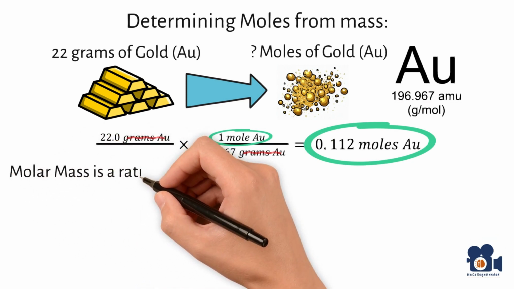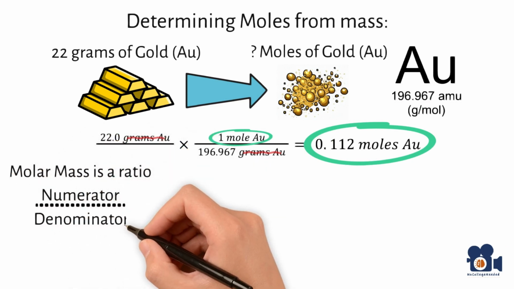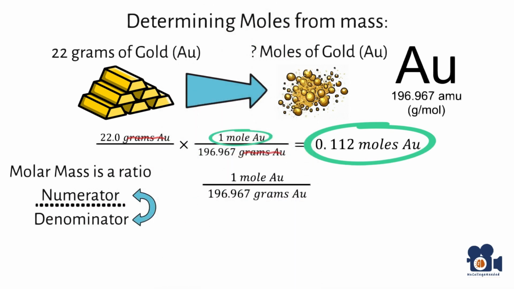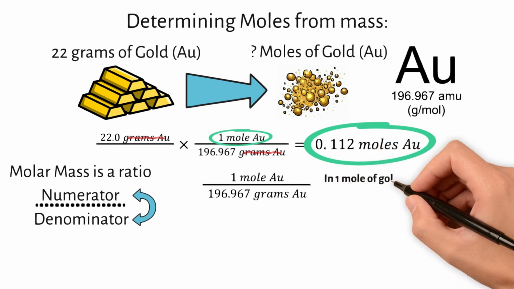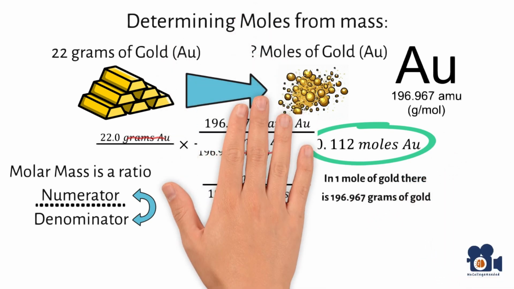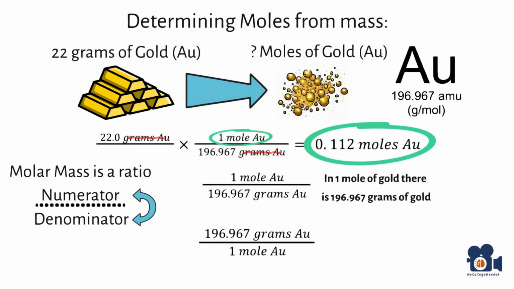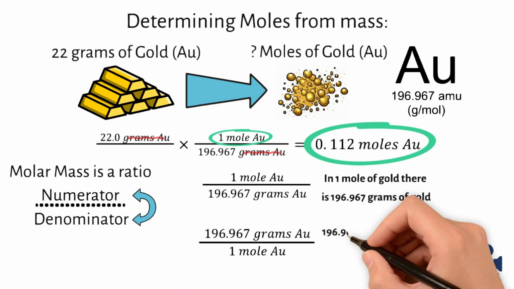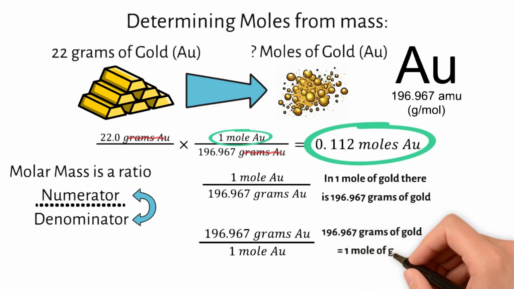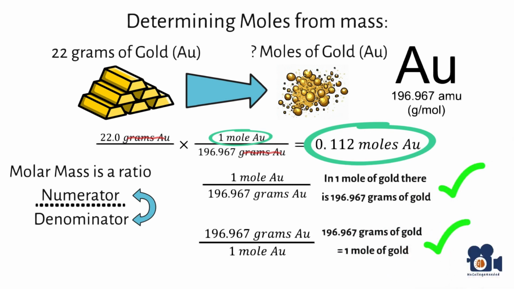Remember, the molar mass is just a ratio, meaning that you can flip the numerator and denominator as needed. 1 mole of gold per 196.967 grams of Au reads, in 1 mole of gold, there is 196.967 grams of gold. And the equation 196.967 grams of Au per 1 mole Au reads, there is 196.967 grams of gold in 1 mole of gold, both of which are true.